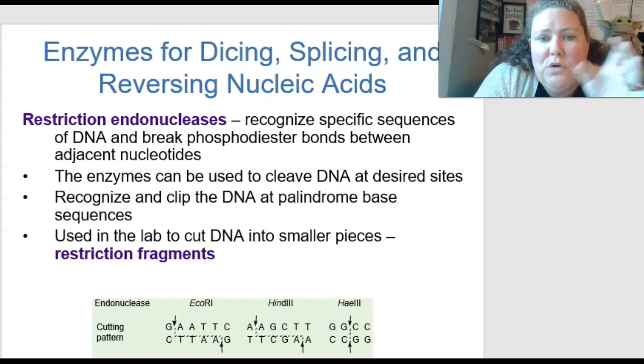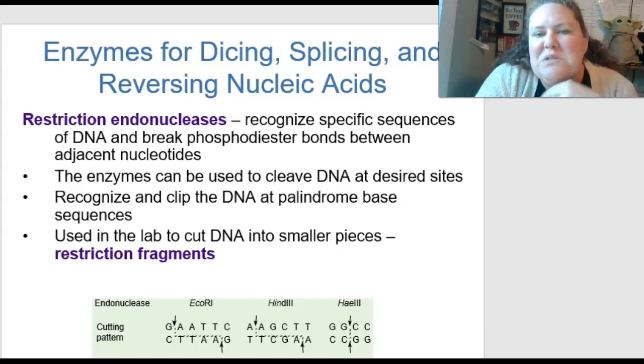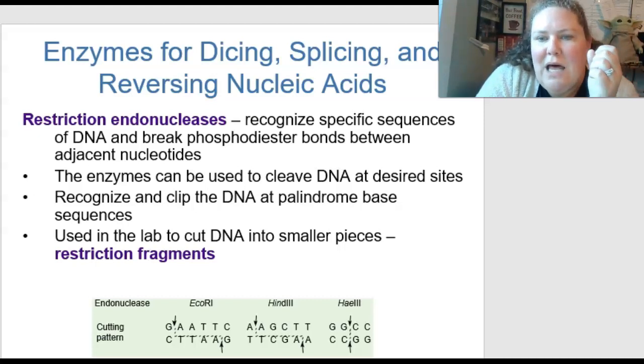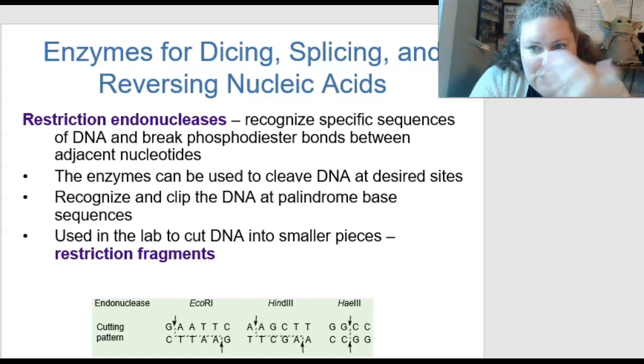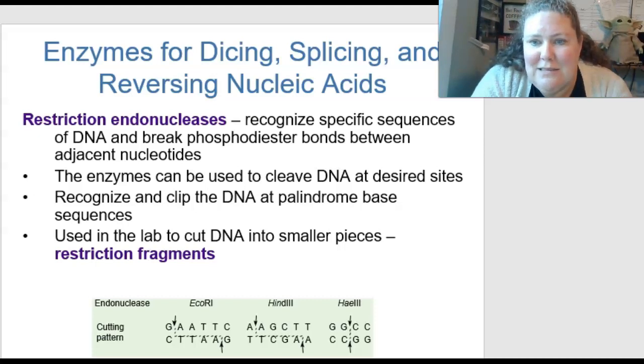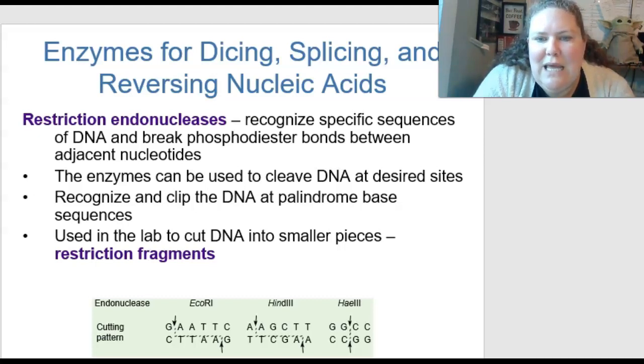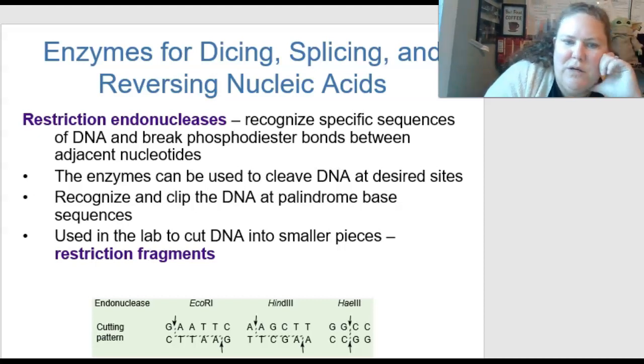Restriction endonucleases are enzymes that recognize specific sequences of DNA, and they break that phosphodiester bond that occurs between the adjacent nucleotides that are next to each other. Then the enzymes can be used to cleave or chop up the DNA at the desired sites. So it's not willy-nilly. We go in there with a targeted aim and then we chop where we want to. We recognize and clip the DNA at the palindrome base sequences, which is the complementary base. Then we use this in the lab to cut DNA into smaller pieces, and these are called restriction fragments.